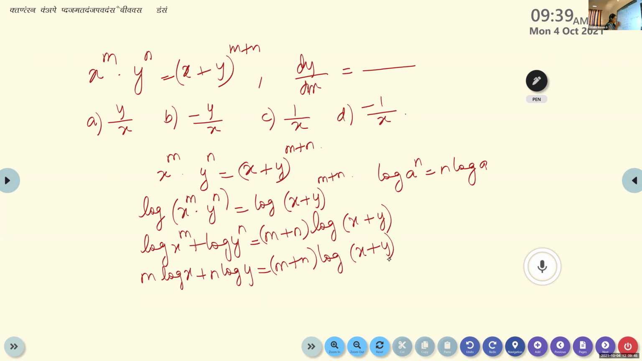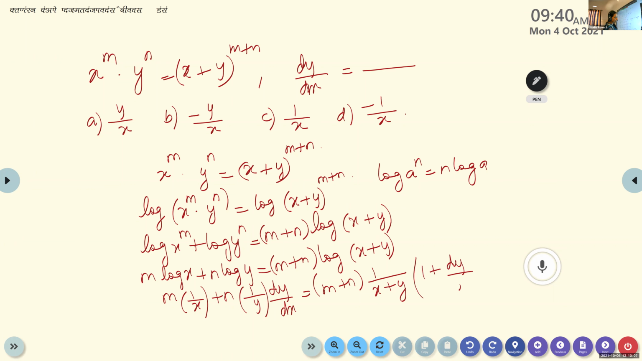Now differentiate. What is the derivative of log x? 1 by x, isn't it? Plus n into the derivative of log y, 1 by y dy by dx, is equal to m plus n into log of x plus y, 1 by x plus y into 1 plus dy by dx.